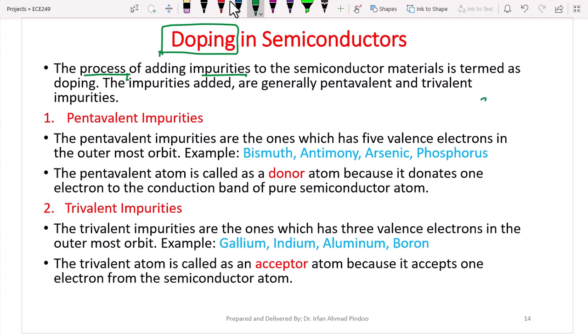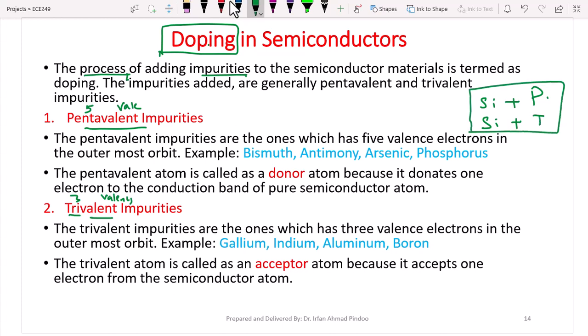Suppose we had silicon, and now you are adding to this silicon pentavalent impurities, meaning those elements which have a valency of 5. Penta means 5, valent means valency. Or it might be the case that we have silicon and we are adding to it trivalent impurities, meaning those elements which have a valency of 3. So we can have a pentavalent impurity or a trivalent impurity added to the silicon, and this process is called doping.